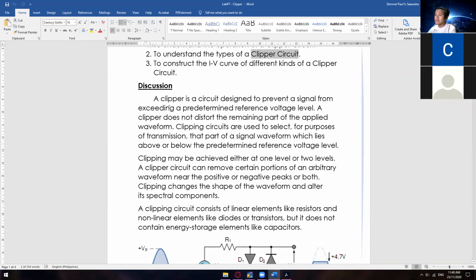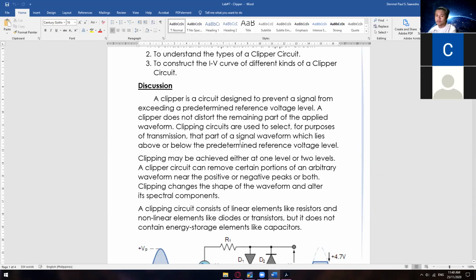A clipper is a circuit designed to prevent a signal from exceeding a predetermined reference voltage level. A clipper does not distort the remaining part of the applied waveform. Clipping circuits are used to select, for purposes of transmission, that part of a signal waveform which lies above or below the predetermined reference voltage level.